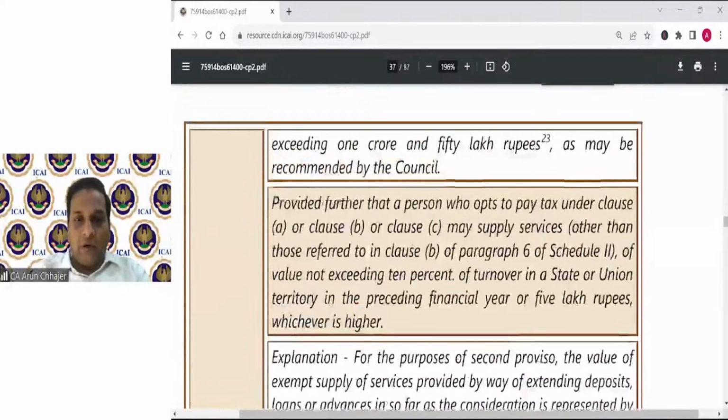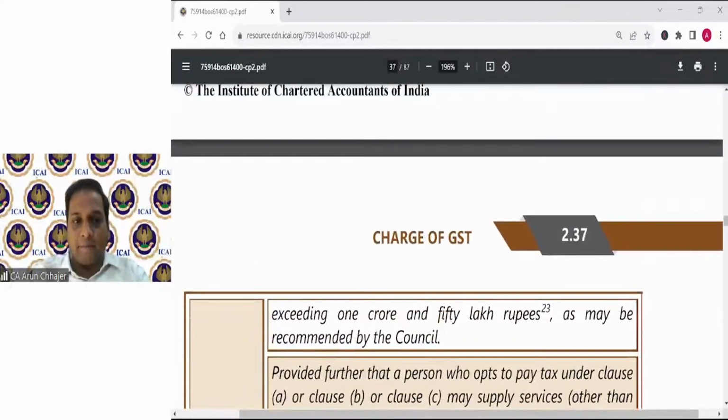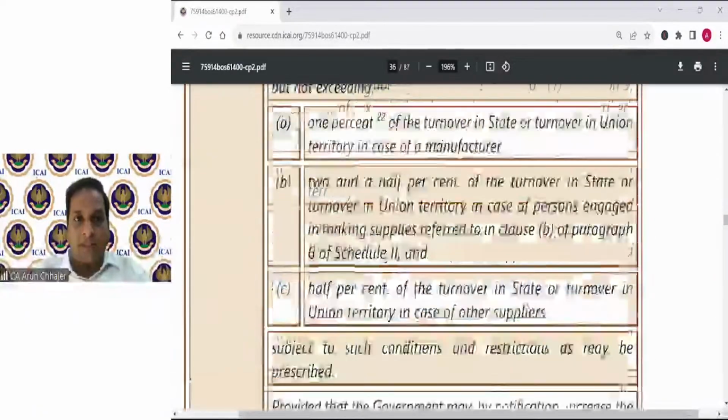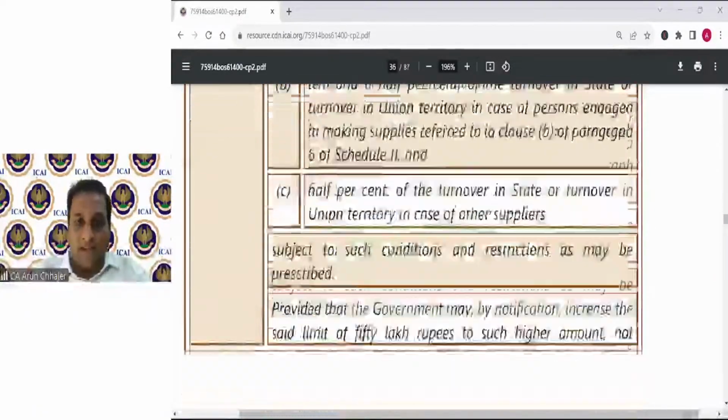Is it clear till now? Any questions so far? Please tell me. Any questions till now? Everything is clear till now.